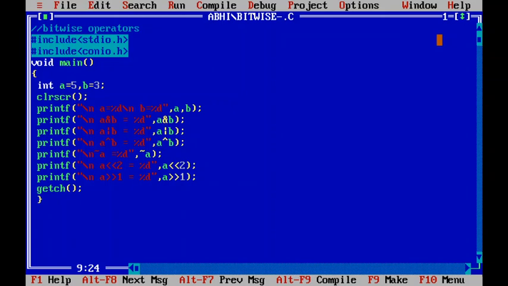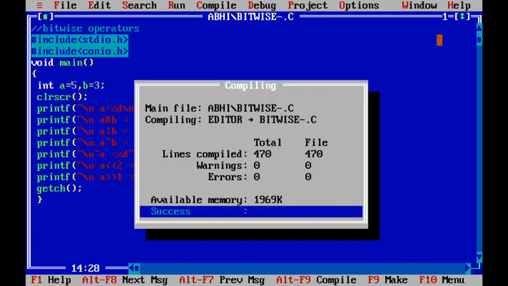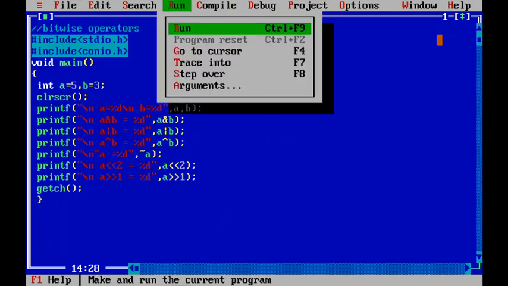Logical AND is different from bitwise AND. Logical AND operates only on decimal values, whereas bitwise AND operates on binary values. In the same way, bitwise OR, bitwise exclusive OR, bitwise negation, left shift by 2, right shift by 1. I am going to modify this program further, so please watch the video till the end. I am compiling with Alt F9. Okay, 0 errors. Executing with Control F9.